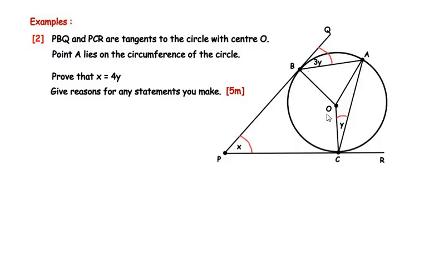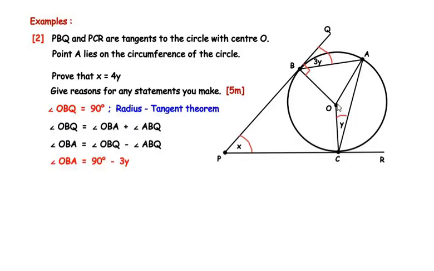Now in the figure you can see that OB, OA and OC are the radii of the same circle, and OB is the radius touching the tangent PQ at point B. So angle OBQ becomes 90 degrees, that is by the radius tangent theorem. So here we have written angle OBQ is equal to 90 degrees, that is by the radius tangent theorem, and OBQ is made up of 2 angles.